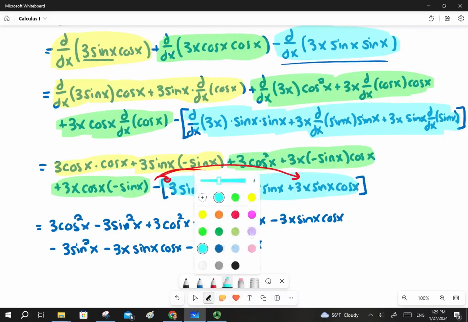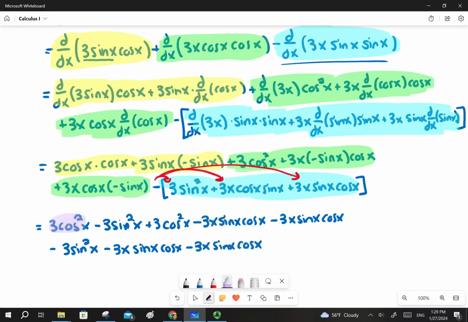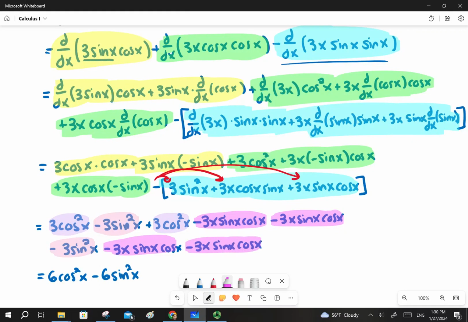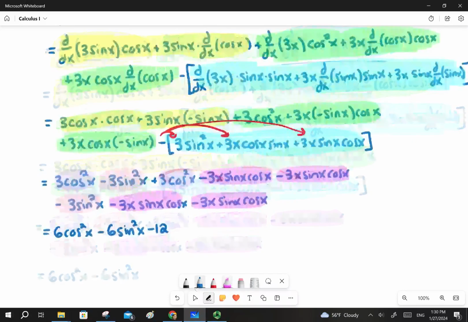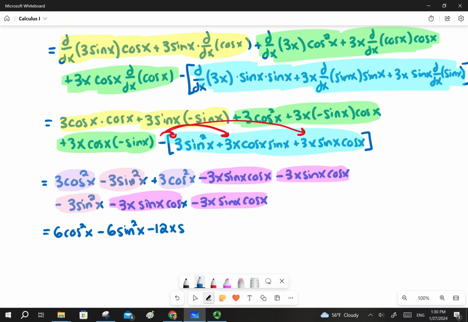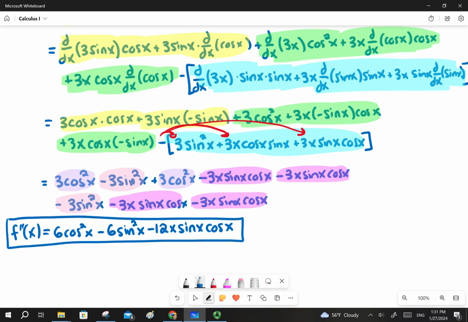And now I have like terms to combine. 3 cosine squared x plus 3 cosine squared x, that's 6 cosine squared of x. Then minus 3 sine squared of x and another minus 3 sine squared of x is minus 6 sine squared of x. And then all four of the remaining terms are the same. So I have 4 copies of negative 3x sine x cosine x. So that becomes negative 12x sine x cosine x. And this is a perfectly good way to write your answer.